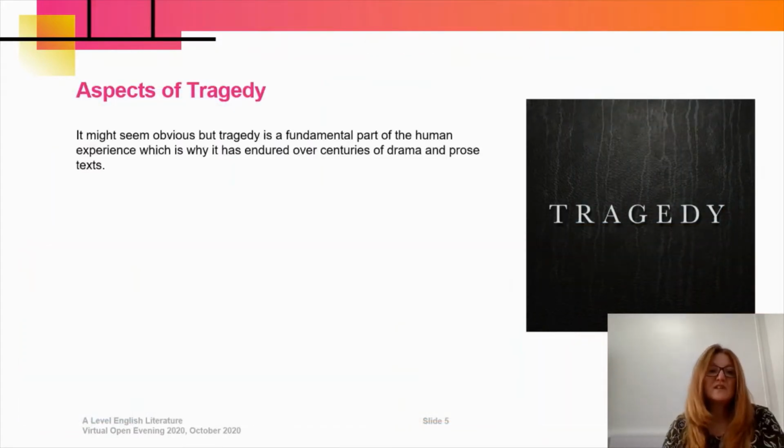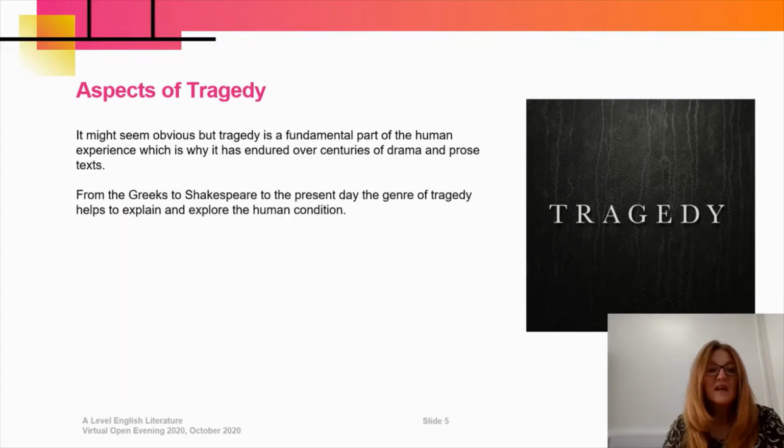So, aspects of tragedy. It might seem obvious, but tragedy is a fundamental part of the human experience, and this is why it's endured over centuries of drama and prose texts. From the Greeks to Shakespeare to the present day, the genre of tragedy helps to explain and explore the human condition and man's frailties.